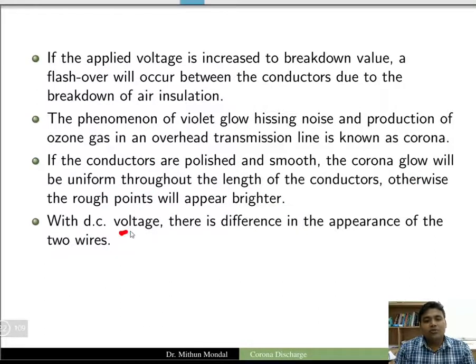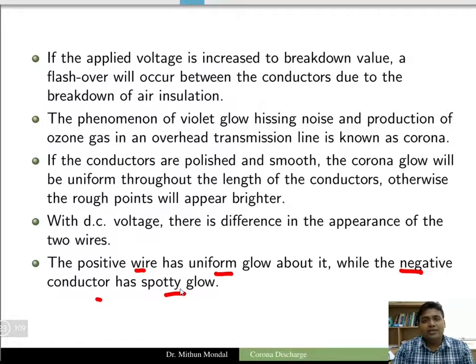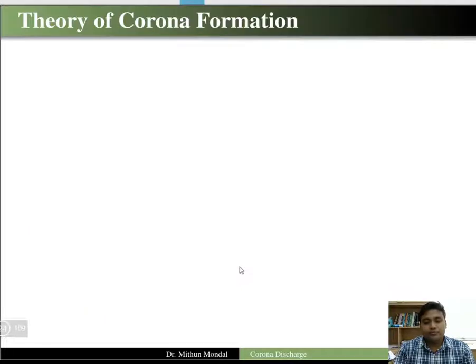Under DC voltage, there is a difference in the appearance of the two wires. The positive wire has a uniform glow about it, while the negative conductor has a spotty glow. So generally the corona phenomena for AC voltage and DC voltage are different. In DC voltage, the positive wire will have a uniform glow and the negative conductor will have a spotty glow.